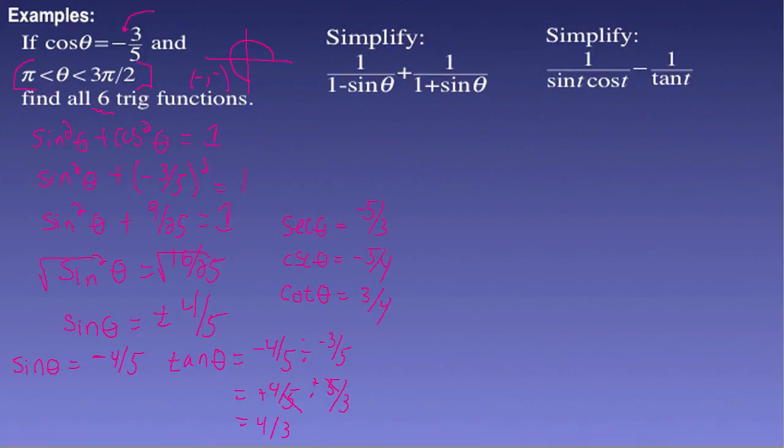So I found all 6 trig functions. One was given. 2 we found using an identity, sine squared plus cosine squared is 1. The third one used the fact that tangent is y over x. And then the last 3 are the reciprocals of the first 3.